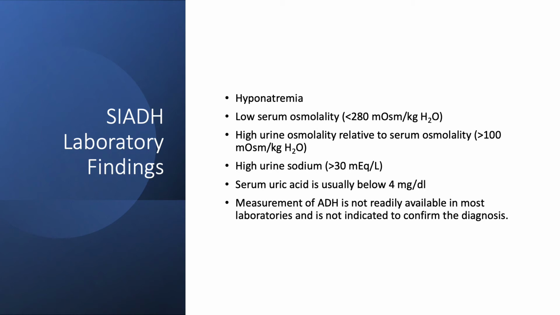And based on that, we can easily deduce the laboratory findings with SIADH. Of course, we're going to have hyponatremia. This is what? Hyponatremia with hypoosmolality. So we have low serum osmolality. Okay, it's a true hyponatremia. And therefore, serum osmolality is less than 280 milliosmol per kilogram of water.